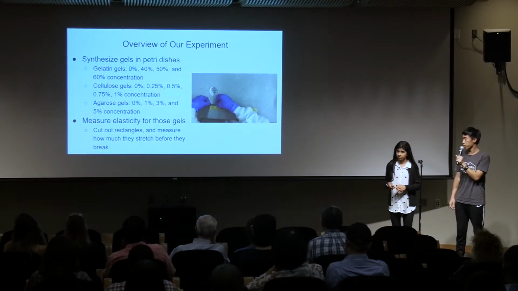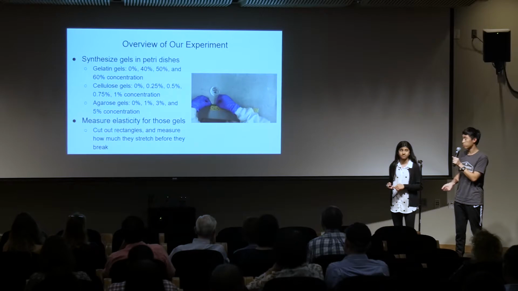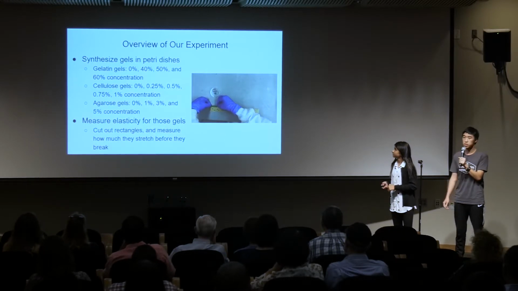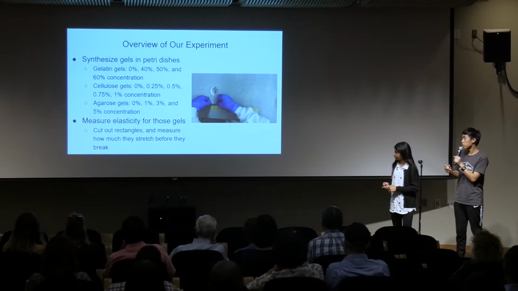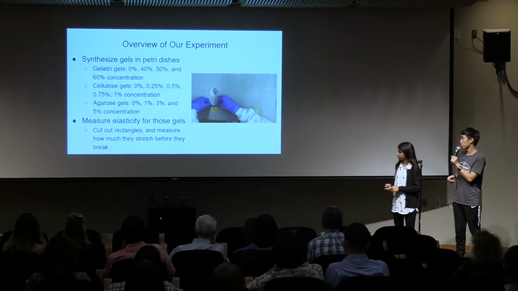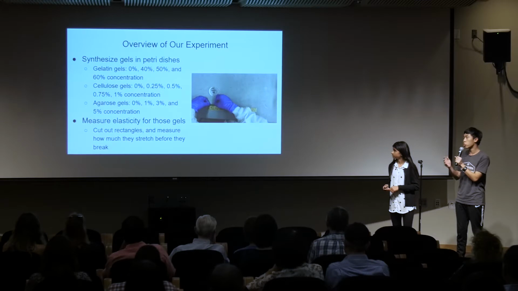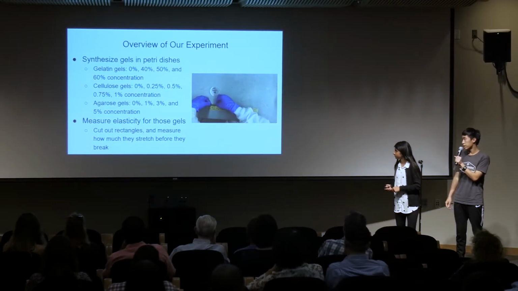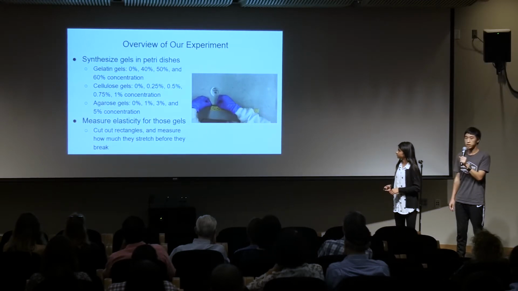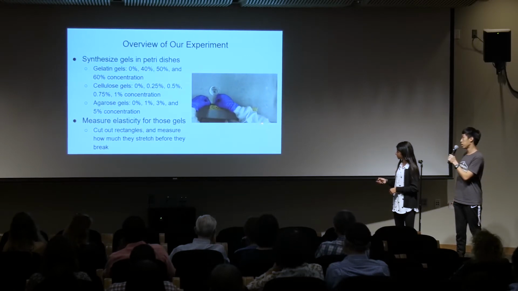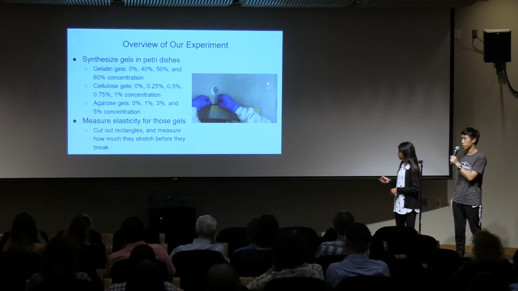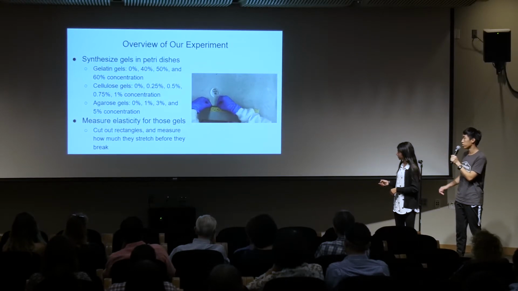And an overview of our experiment. We first synthesized these gels in Petri dishes. We had to mix powdered gels in water, melt them, make sure they form gels, and then cool them afterwards. That took about a day. After that, we measured elasticity. We cut out small rectangles and measured how far they would stretch before they broke, like in that video over there.